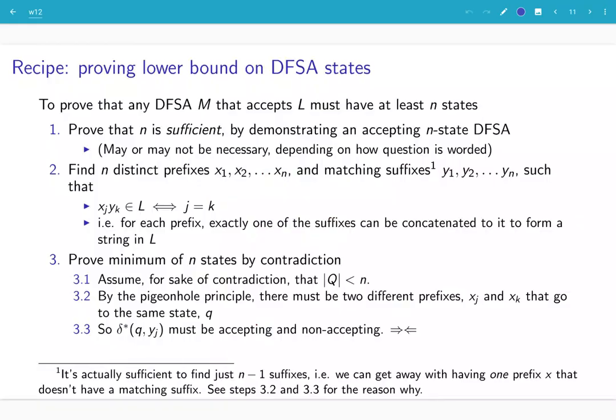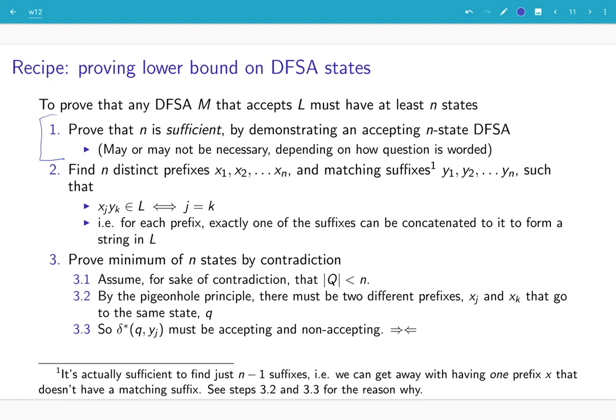So here's a general recipe for solving this problem of proving some minimum number of states of a DFSA. Depending on how the question is worded, depending on exactly what we're being asked to do, we might need to do part 1. That is, we might need to prove that n is sufficient by actually coming up with a specific DFSA with n states that accepts the language. Because usually we'll want to prove a tight lower bound. Of course, we could prove that we need at least one state to solve the previous problem, but that's not so interesting.